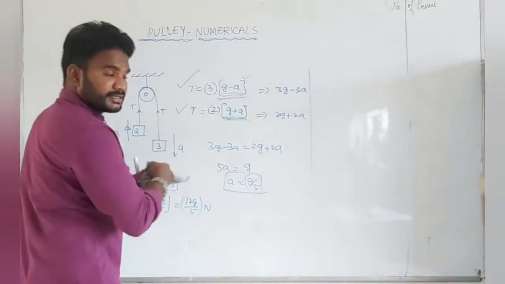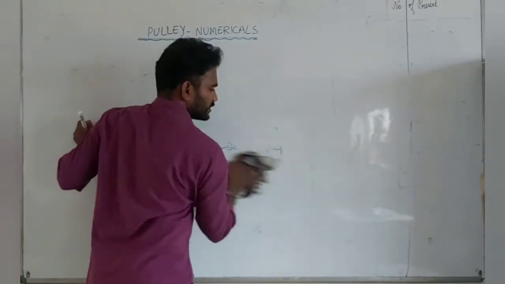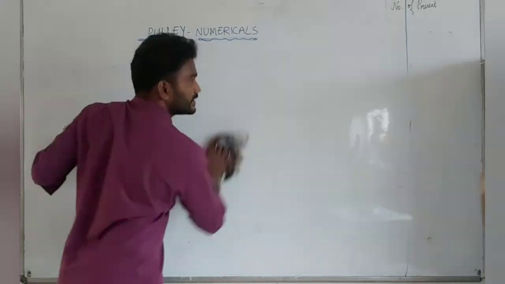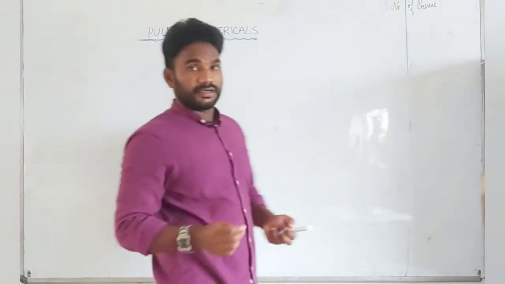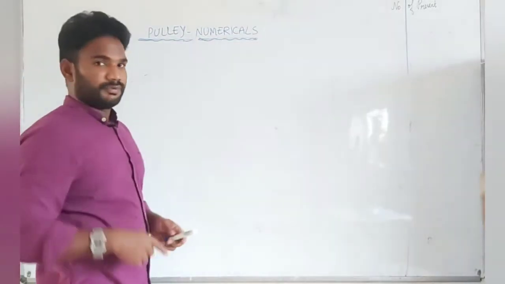Shall I rub this, guys? Yes. Next problem. This is a basic Atwood machine concept. Do not memorize any formulas, guys, because the situation may change from one problem to another problem in physics. That is the main drawback here. So you should not memorize any formulas. If you are memorizing formulas, definitely you will be in trouble.